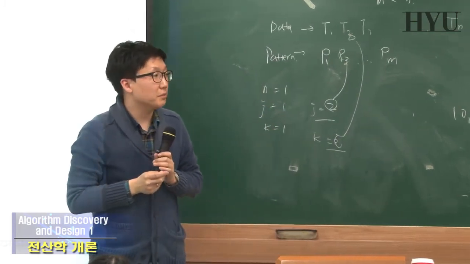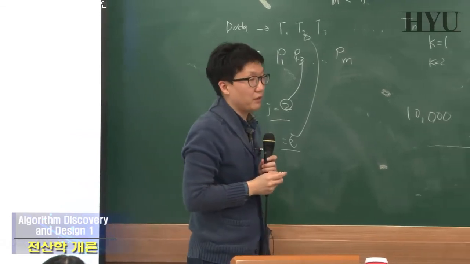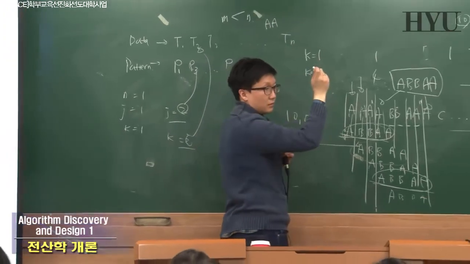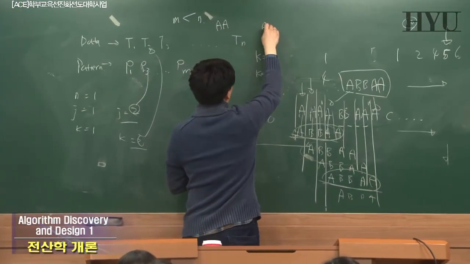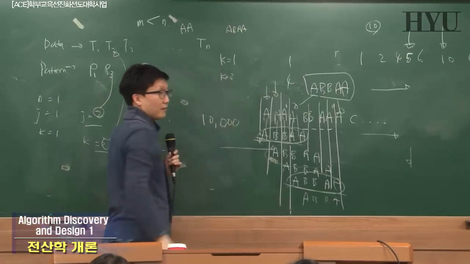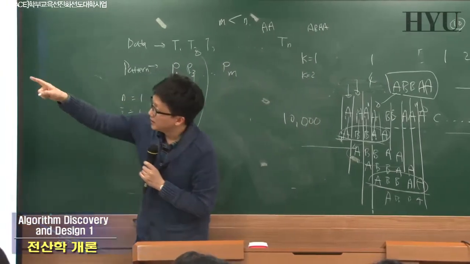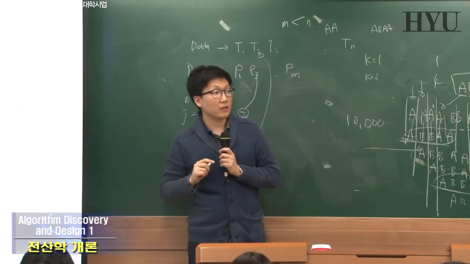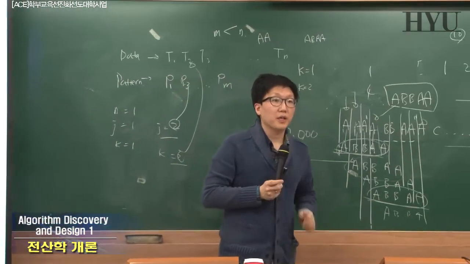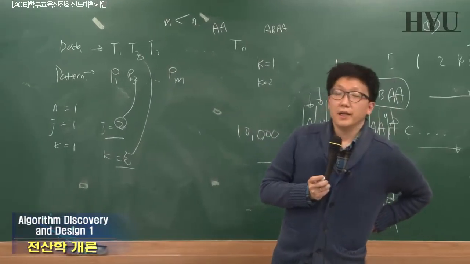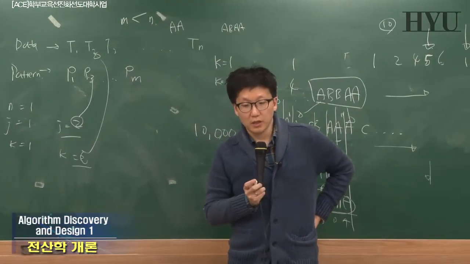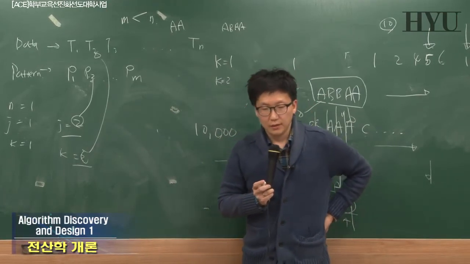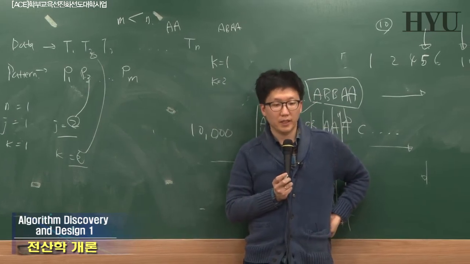So start with a very simple example. Maybe pattern of two, AA. Your target string is maybe AB, AA. Try this and see how the J, K, and M values change, and whether this algorithm actually works or not. Okay, that's a good practice to follow the algorithms, and it's a good debugging step later. Debugging means fixing your algorithms, fixing your programs. Does it make sense?